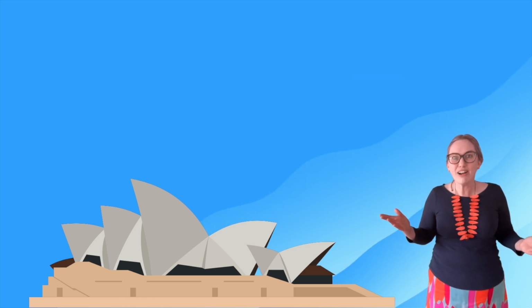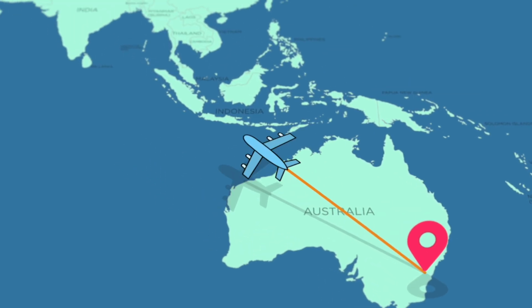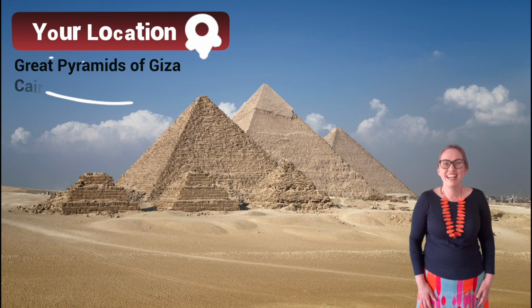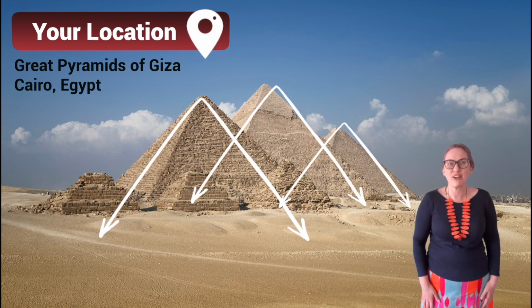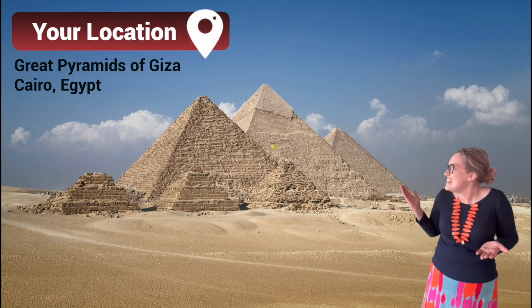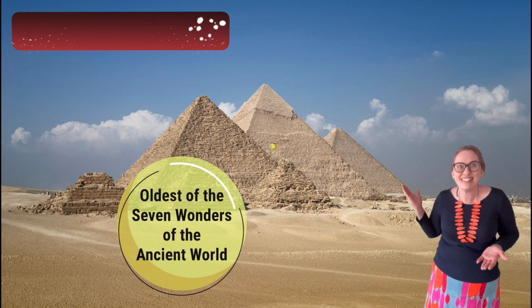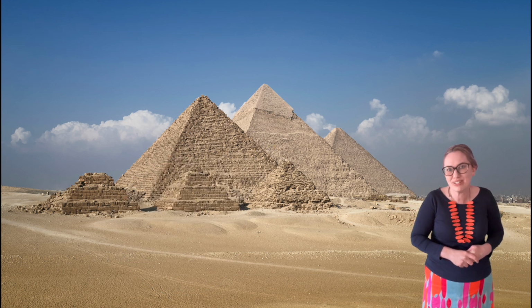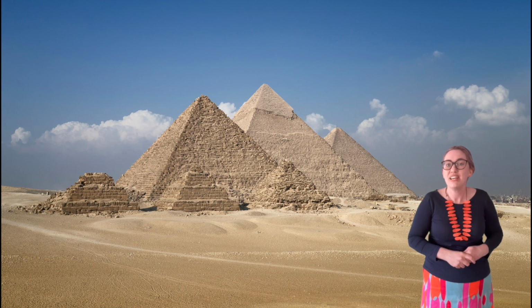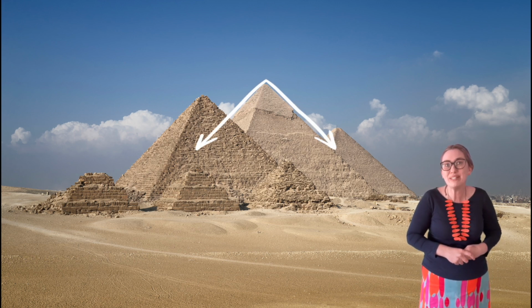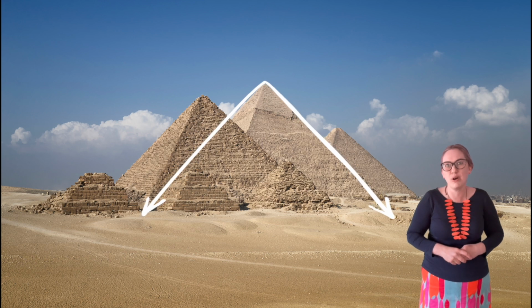Okay, time for a new city. Let's fly to Cairo. Here we are on the outskirts of Cairo, next to the Great Pyramids of Giza. These are the oldest of the 7 wonders of the ancient world and are close to 4,500 years old. For thousands of years, the Pyramid of Khufu was the tallest man-made structure in the world.